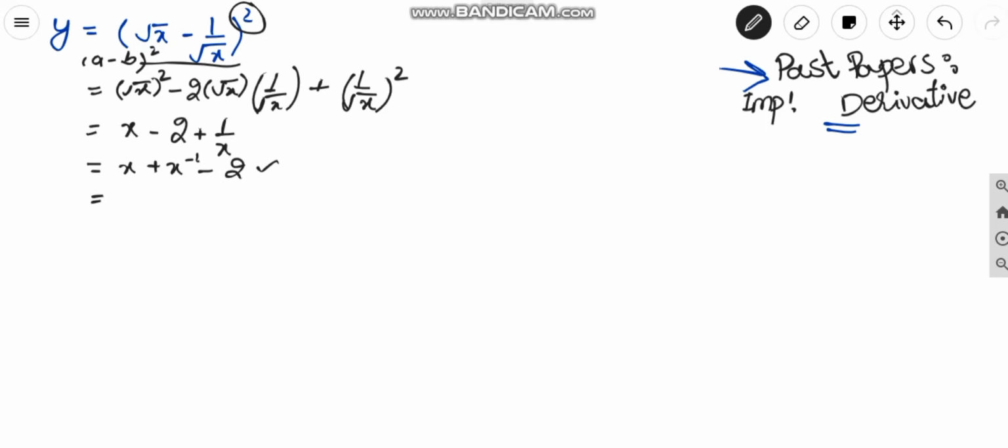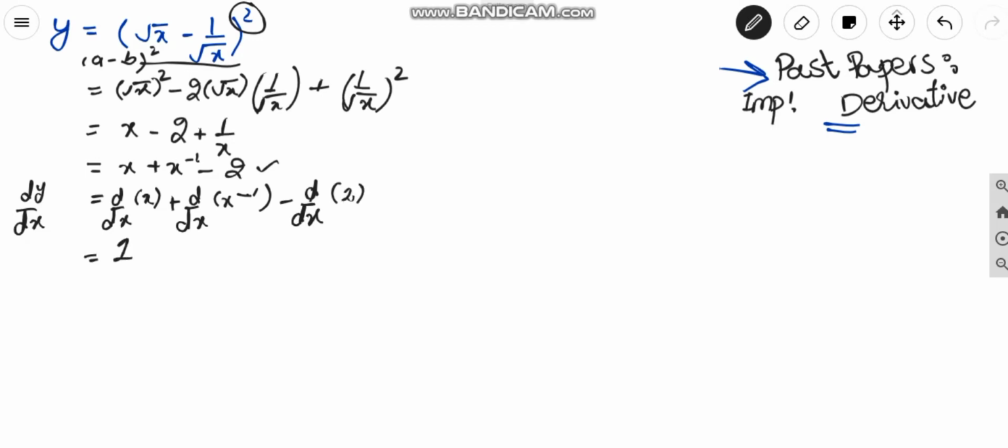So in order to take its derivative, we will take the separate derivative of each function. Separate derivative of x, plus separate derivative of x inverse, and separate derivative of the constant function, that is 2. Now the derivative of x with respect to x is 1, and here is x power minus 1, so you can solve it with the help of the power rule. Place the power at the start and reduce the power of the variable by 1. The derivative of a constant is 0.